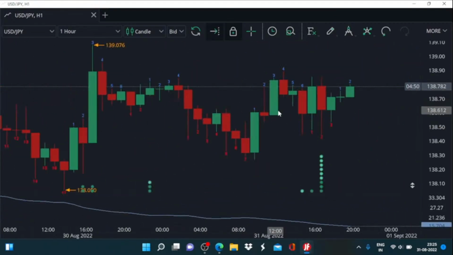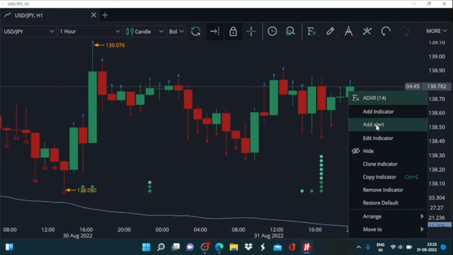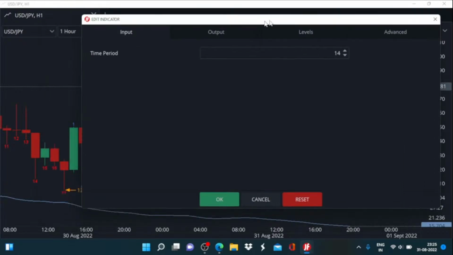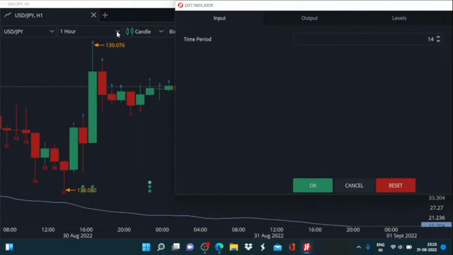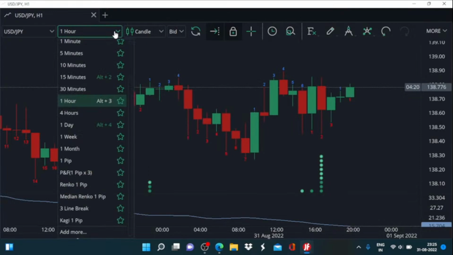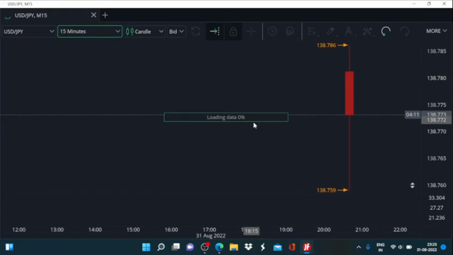So let us now see what are the editing and customization options provided to us on this platform. All we have to do is go to the edit section, and there we will have the options for customizing this indicator as per the requirement. Suppose you are trading on an intraday basis with a lower time frame, say for example 15 minutes, still the ADXR will work just fine.